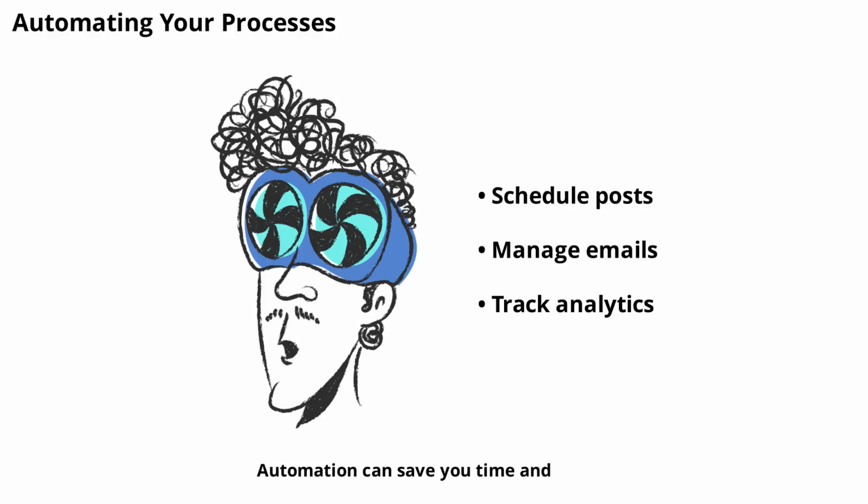Automation can save you time and help your brand operate more efficiently. Use tools to schedule social media posts, manage emails, and track analytics. Automate repetitive tasks so you can focus on strategy and creativity. The right automation tools will help you scale your brand without sacrificing quality.